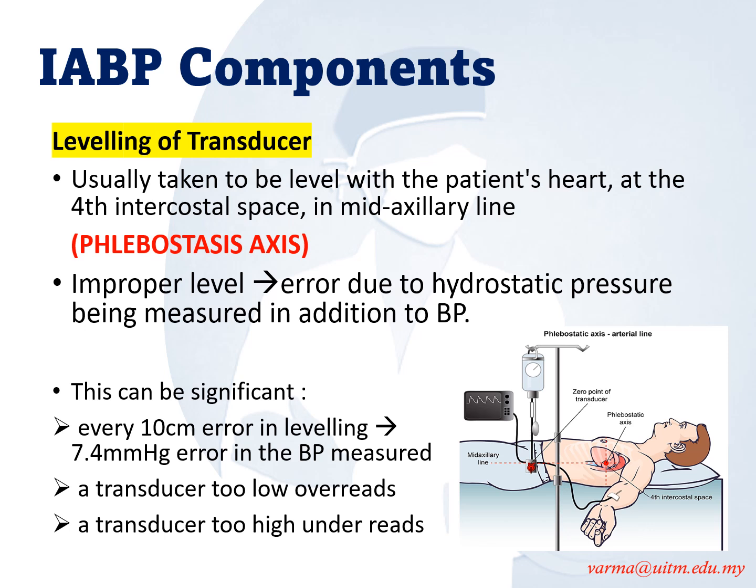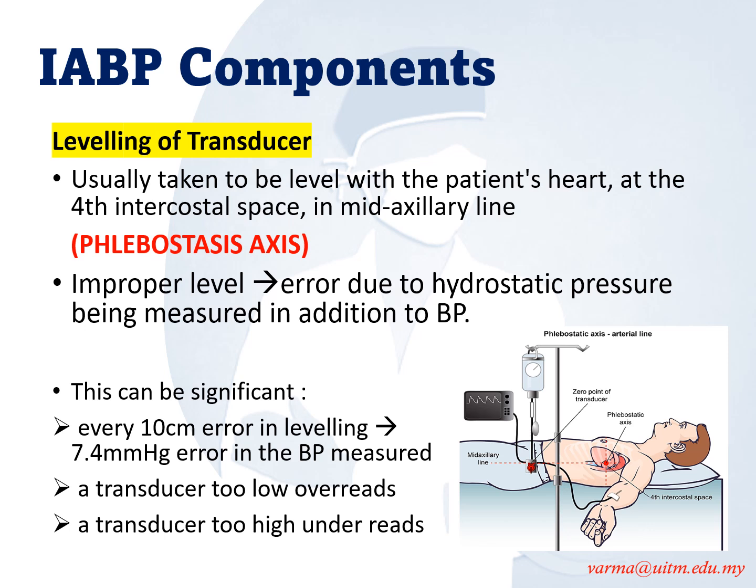If a transducer is 10 centimeter lower than the phlebostatic axis, the blood pressure reading is overestimated. And if the transducer is 10 centimeter higher than the phlebostatic axis, the blood pressure measurement is underestimated by 7.5 millimeter mercury, and this goes on. Let's say if the transducer is 20 cm above the phlebostatic axis, the leveling is inaccurate.